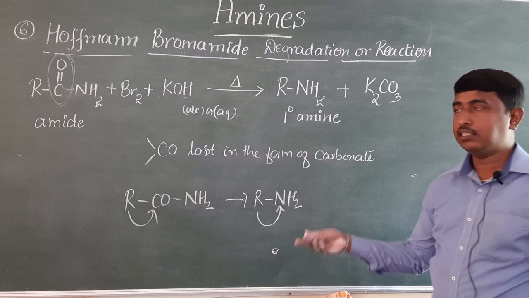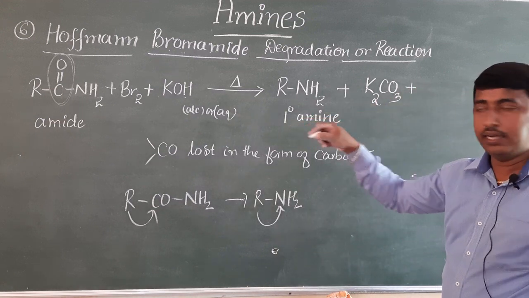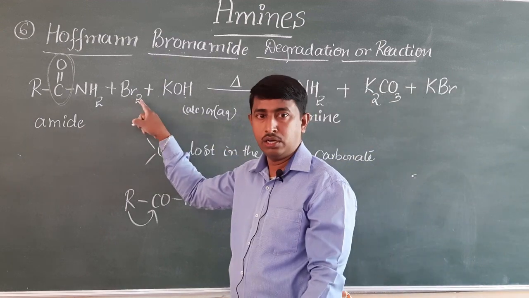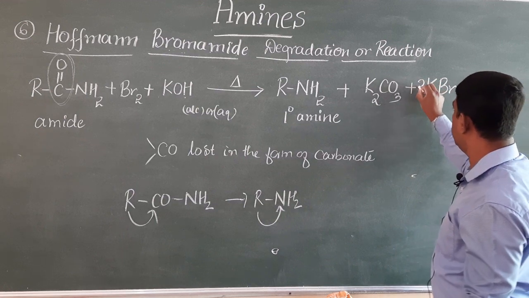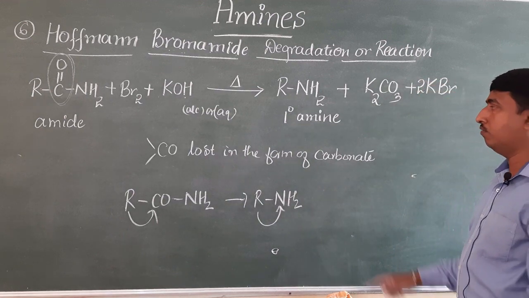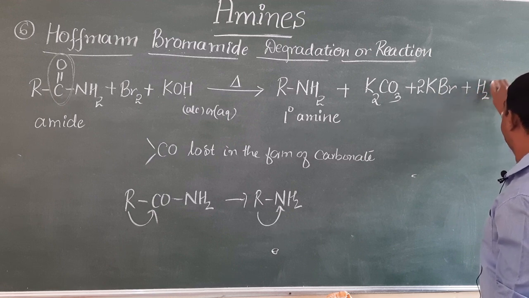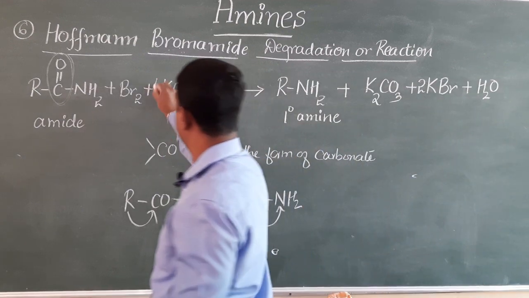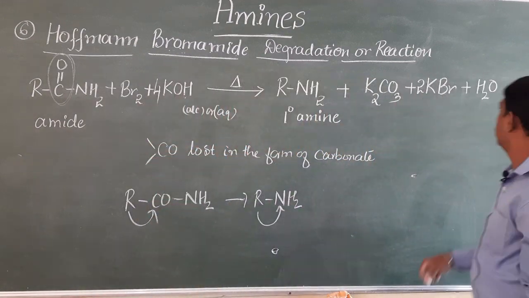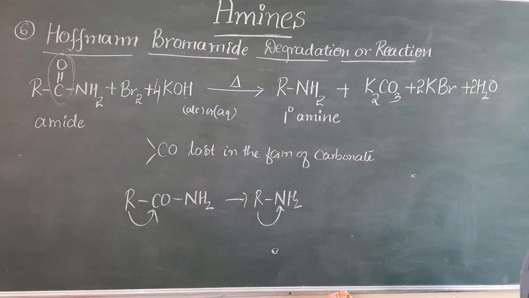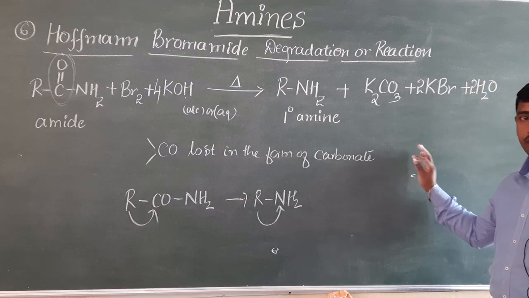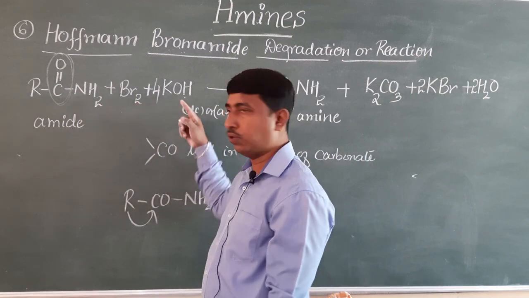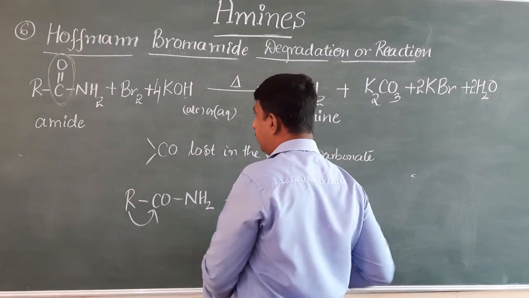Along with the potassium carbonate, we will get potassium bromide. Since there are 2 atoms of bromine, I have to write 2 KBr. One more product is H2O. So 2K here and 2K there, totally 4, so 4 KOH, and 2 H2O. Clear? So acid amide is treated with bromine and potassium hydroxide. We can take sodium hydroxide also.